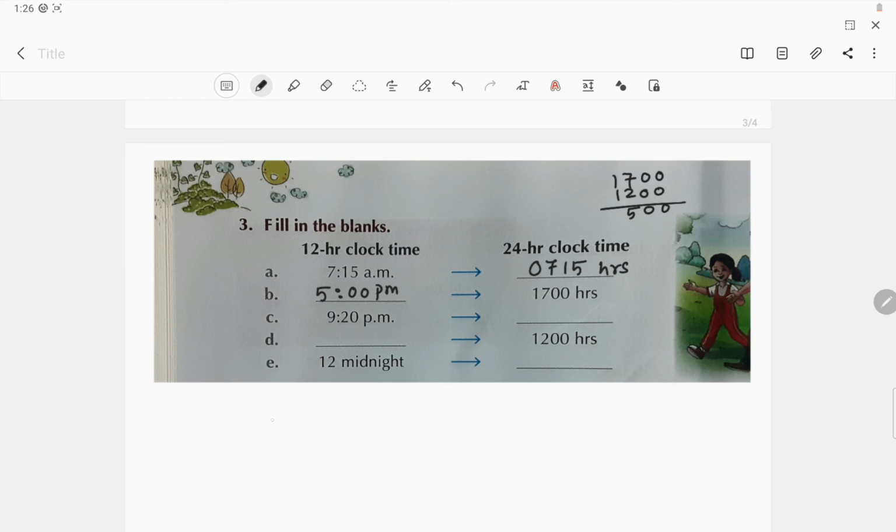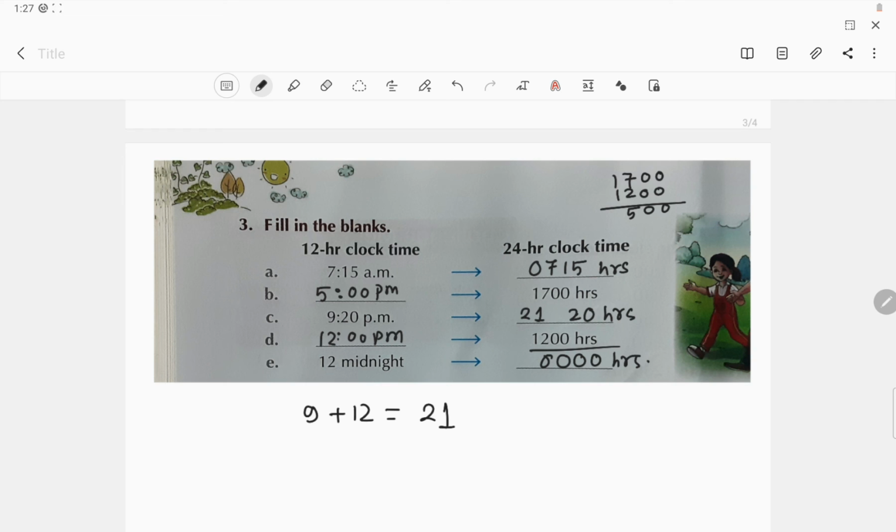because it is in the night. So 9 plus 12, it will be 21, right? So it will be 2120 hours. It is 1200 hours, so it will be 12 PM. And 12 midnight, it obviously is 0000 hours.